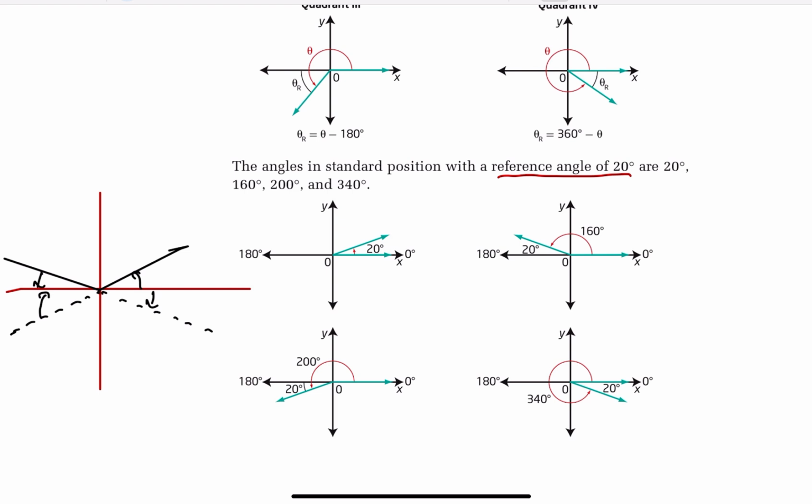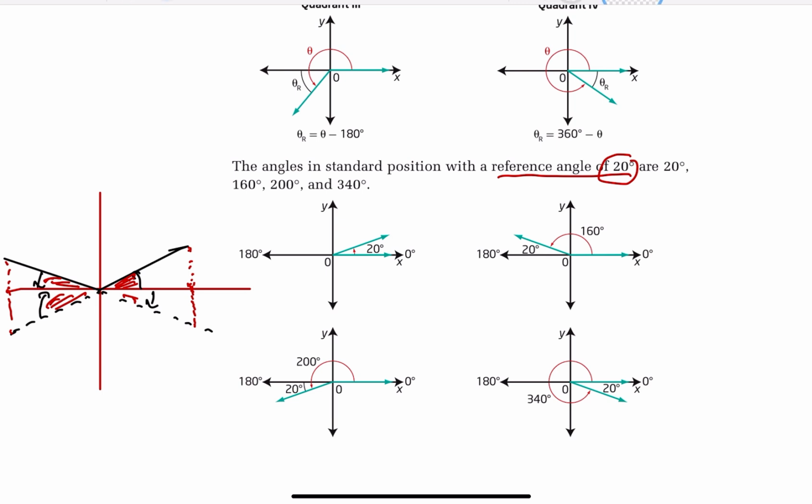So this shows us that if we have one reference angle, keep in mind that it can be represented in four different positions. Why? Because our reference angle is actually a projection of the original one over the x-axis. So I can have a projection on the x-axis in this position, I can also have a projection on the x-axis in this position. Same thing, projection on this side, projection on this side.